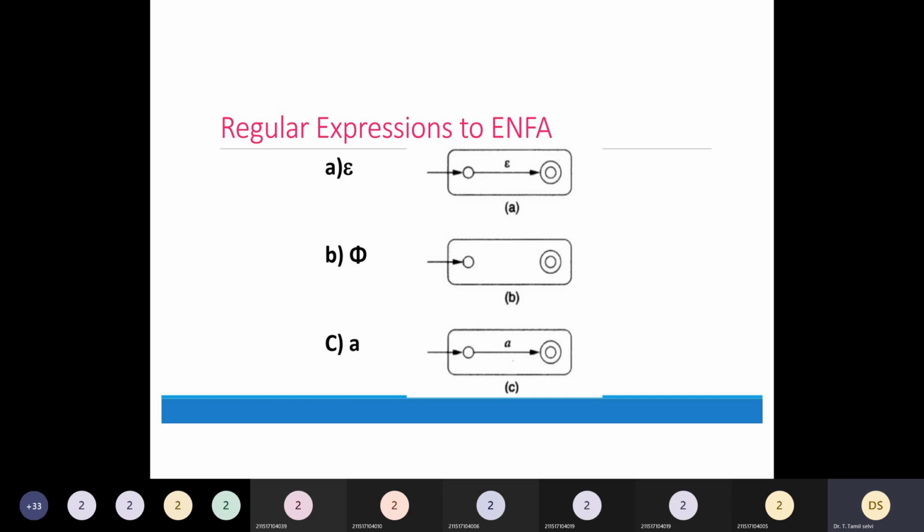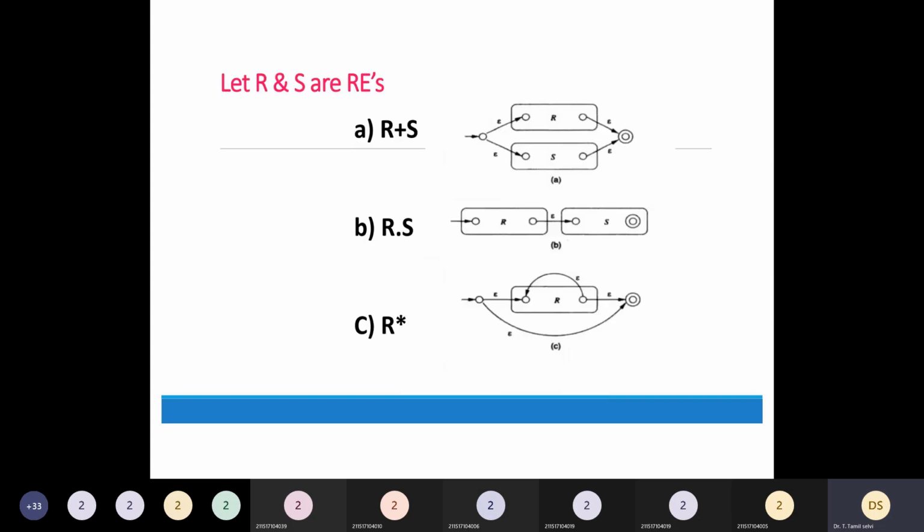Now coming to the next one, we have union, concatenation and closure operators in regular expression. For that you have three different representations in our finite automata also. Union means either we can move this way or this way. That is the union operator. Either you can reach the final state through one regular expression, or otherwise you can reach the final state with the other regular expression.